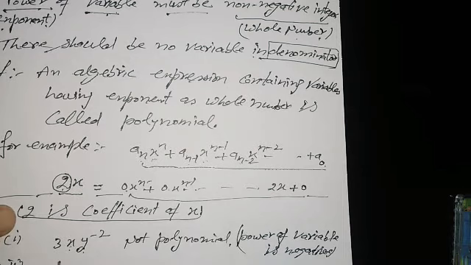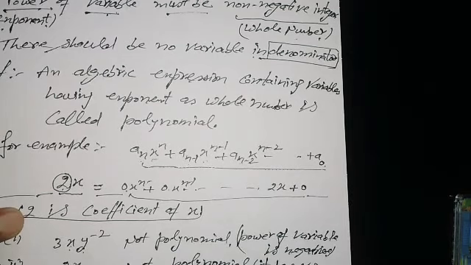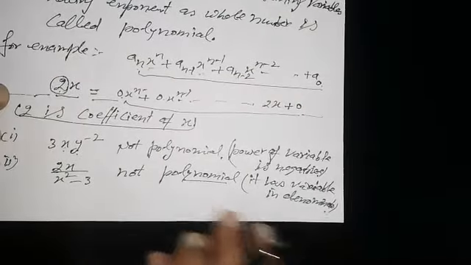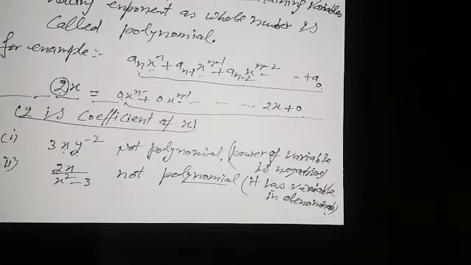Again, is this polynomial? Not polynomial. Why? Because it has variable in its denominator. It has variable in denominator. So not polynomial.